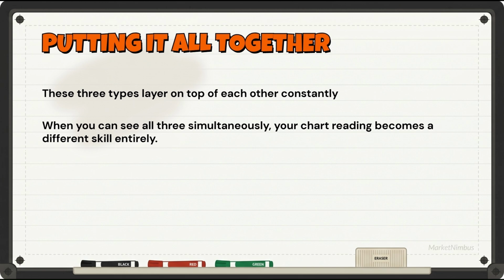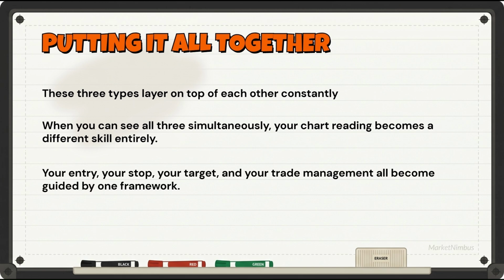You stop asking, will price go up or down, and start asking, which liquidity pool does price reach first, and what happens after? That question has a logical, structured answer every time. Your entry, your stop, your target, and your trade management all become guided by one framework. Follow the orders.